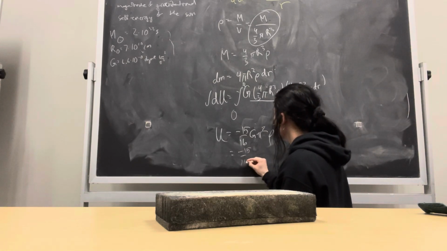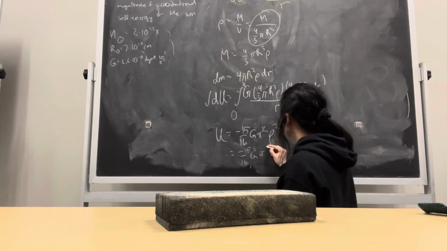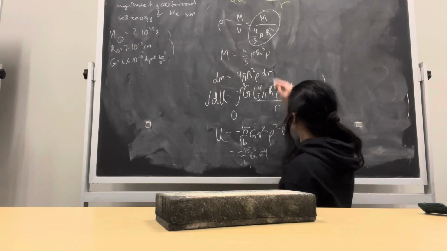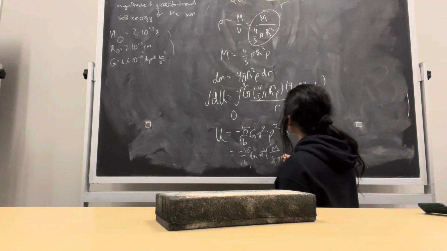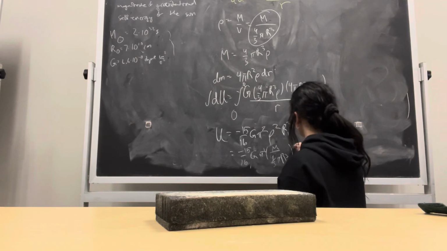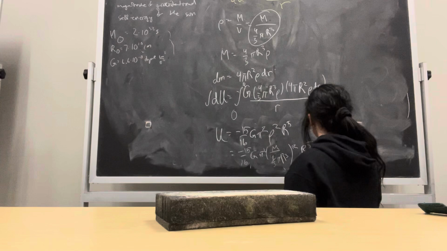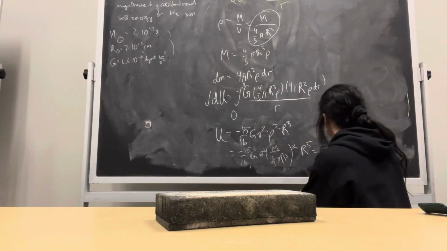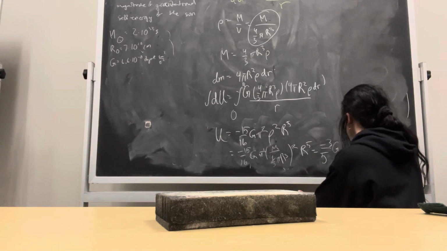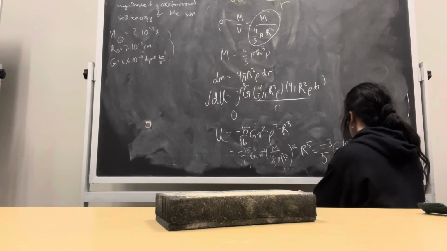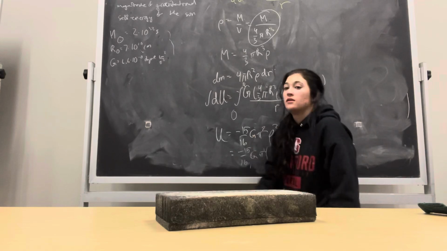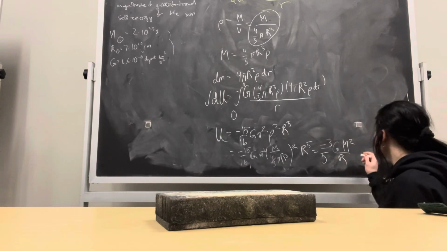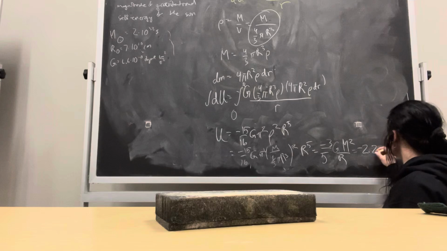Negative 15 over 16 G pi squared. Rho is m over 4/3 pi r cubed, squared, times r to the 5th, which is going to give us negative 3/5 G m squared over r. Now, if we plug in our mass of the sun, radius of the sun, and gravitational constant from up there, we yield negative 2.26 times 10 to the 41 joules.